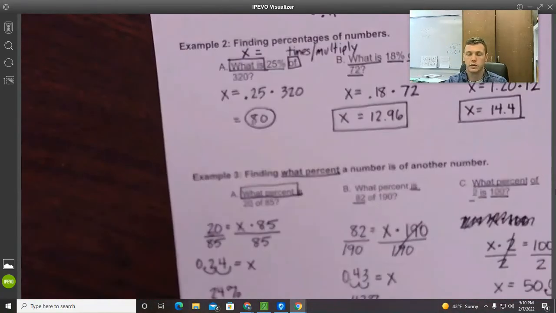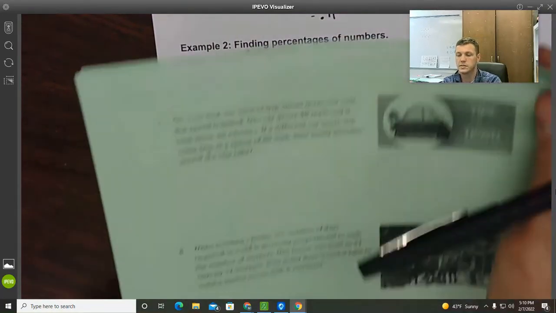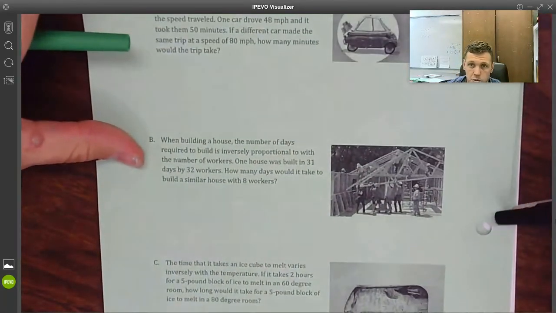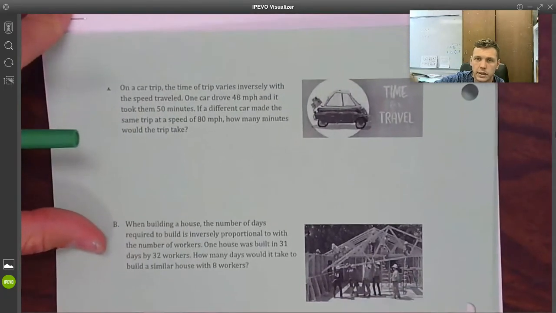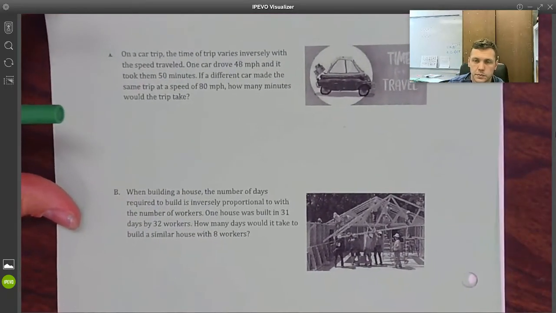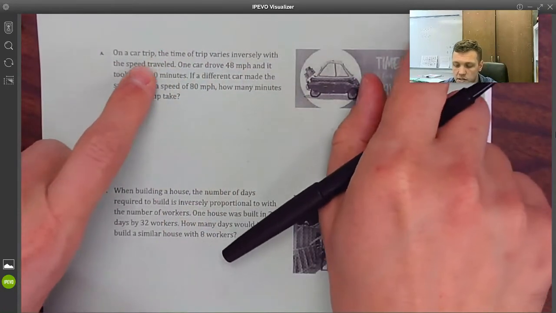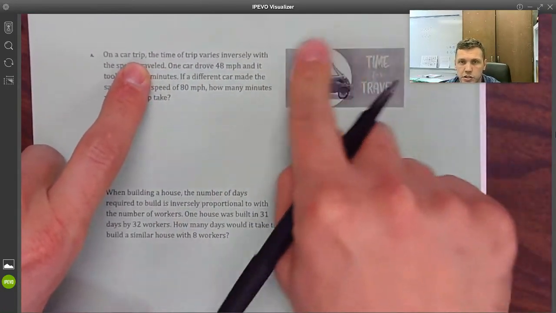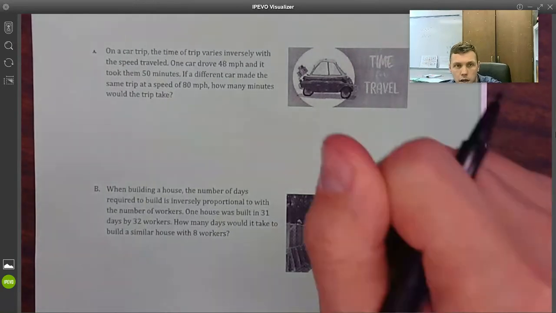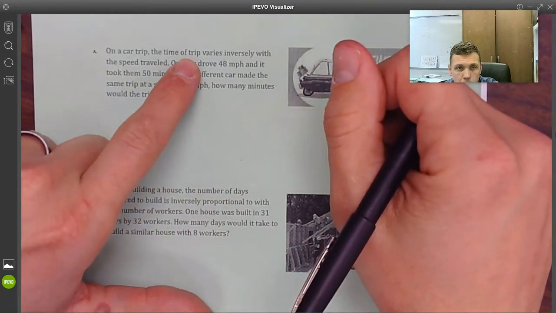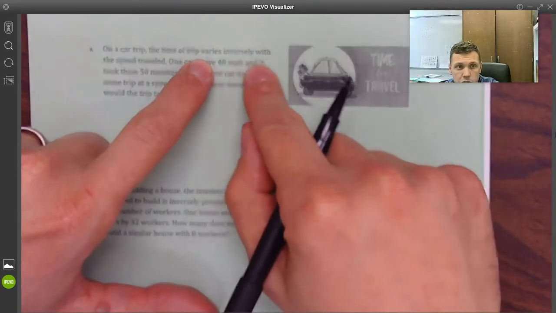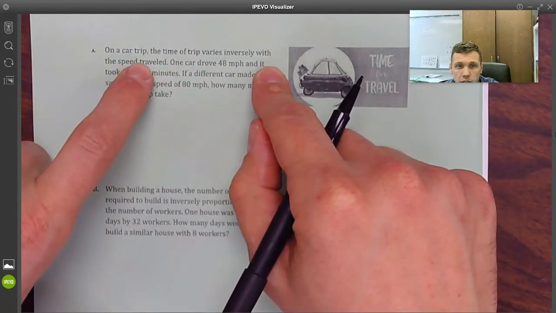All right. I'll go ahead and flip over to the back. And we're going to look at some application problems, some real world types of problems of inverse variation or indirect variation. So this question says, on a car trip, so you're traveling, the time of the trip varies inversely with the speed traveled.